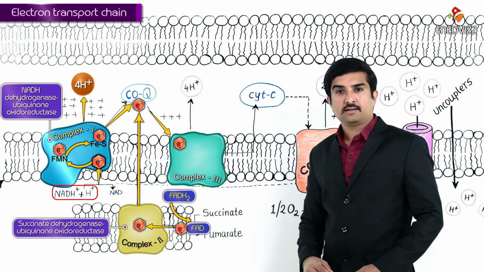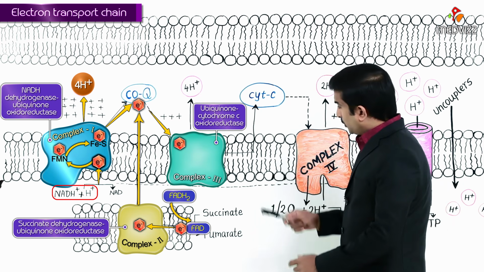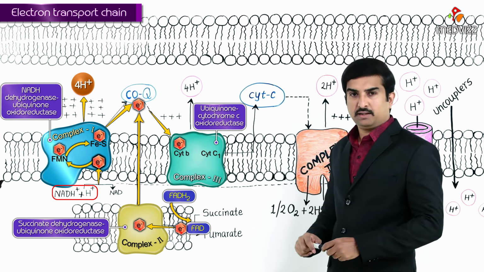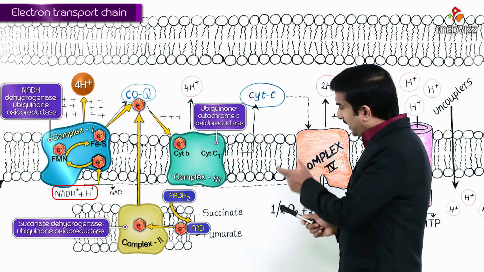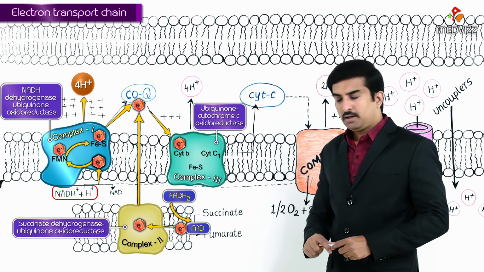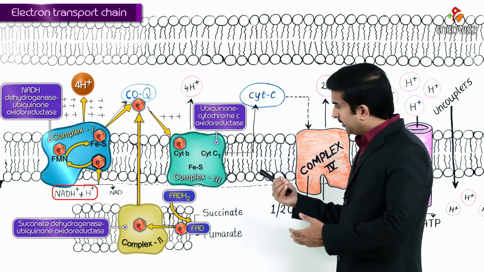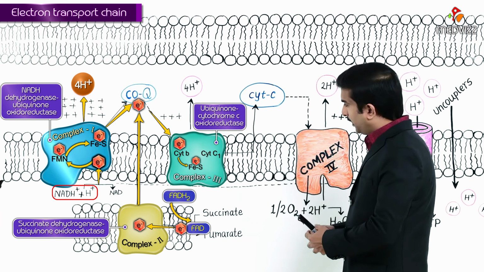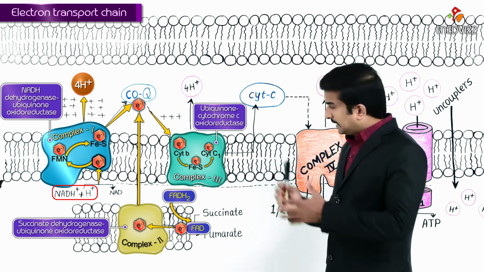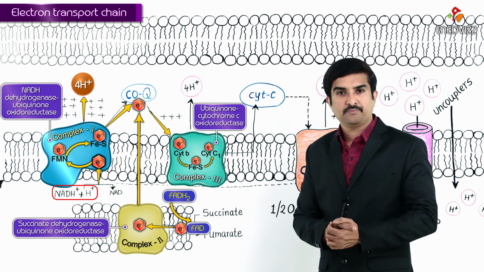Complex 3 is known as ubiquinone cytochrome C oxidoreductase. So this complex 3 contains cytochrome B and cytochrome C1. In between B and C1 we have another mobile carrier called the FeS protein or FeS complex. So from coenzyme Q the electrons are accepted first by cytochrome B, then electrons are transferred to the FeS, then electrons are transferred to cytochrome C1. This is the actual pathway of the electron transportation according to the redox potential.